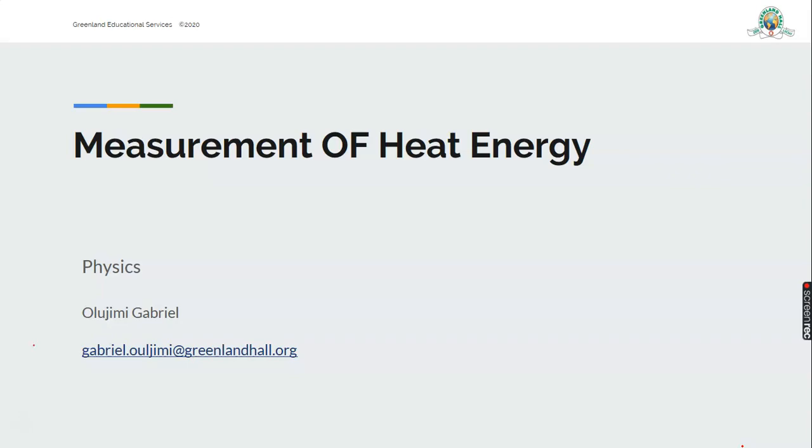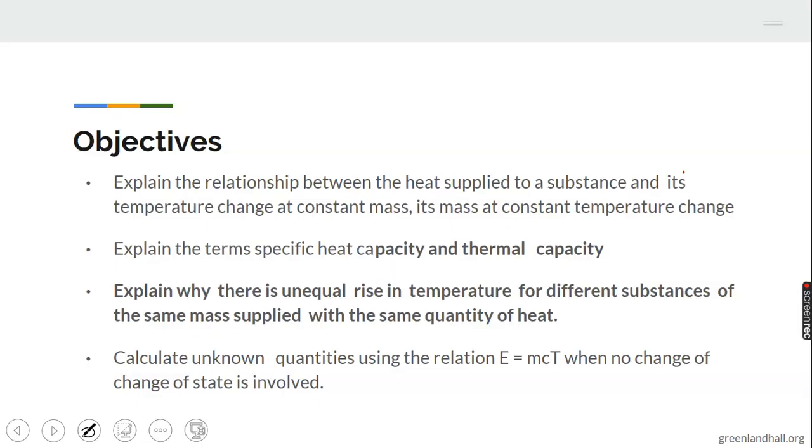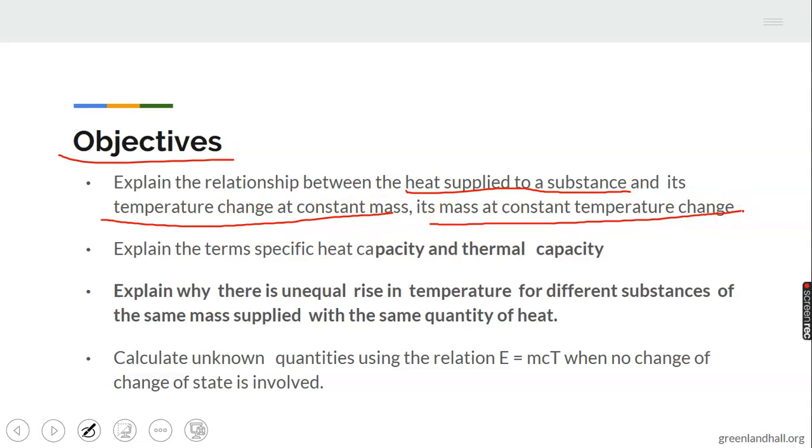Today we'll be talking about measurement of heat energy. Before we continue, here are the objectives of this topic. At the end of this topic, you should be able to explain the relationship between heat supply to a substance and temperature change at constant mass at constant temperature change.